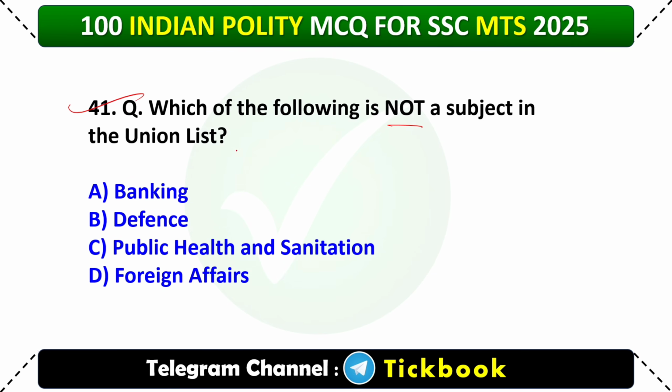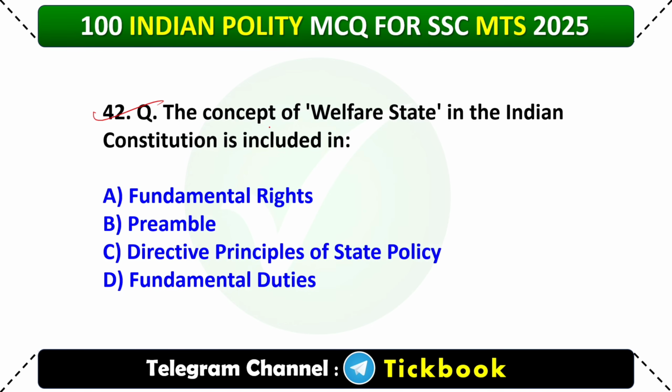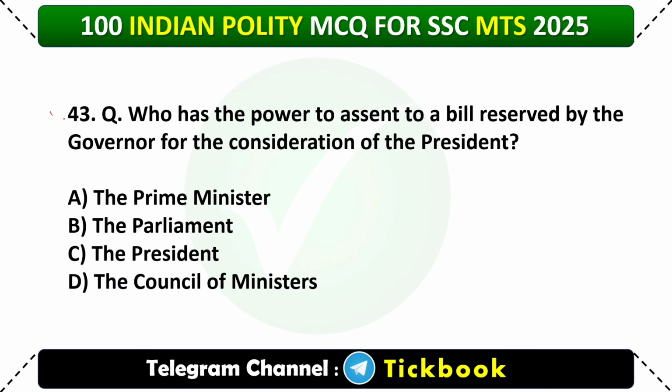41. Which of the following is not a subject in the union list? Option number C, public health and sanitation. 42. The concept of welfare state in the Indian Constitution is included in option number C, directive principles of state policy. 43. Who has the power to assent to a bill reserved by the governor for the consideration of the president? Option number C, the president.